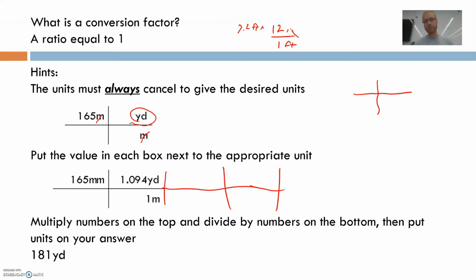But wait a minute, 165 times 1.094 doesn't equal exactly 181. That's true, but you've only got 3 significant digits to work with. Oh my gosh, see how that's happening? You've got to pay attention to significant digits, and you've got to pay attention to units.